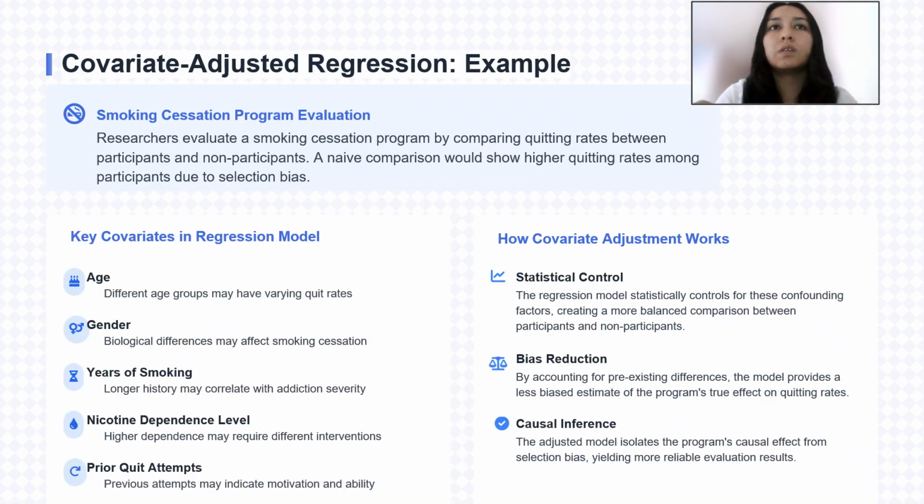For an example of covariate adjusted regression, imagine evaluating a smoking cessation program. A naive comparison might show higher quitting rates among participants, but maybe those participants were already more motivated. A regression model fixes this by including variables like age, gender, years of smoking, nicotine dependence, and prior quit attempts. After controlling for those covariates, the estimated effect becomes less biased and more representative of the true program impact.